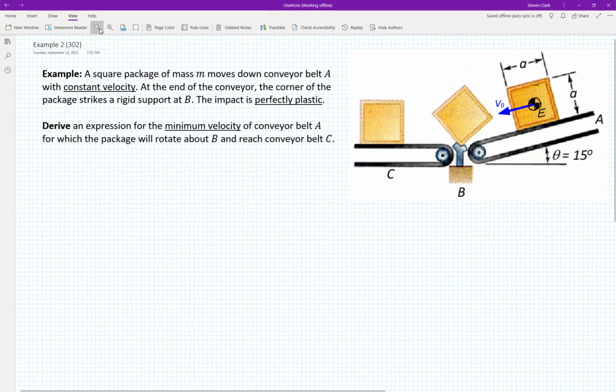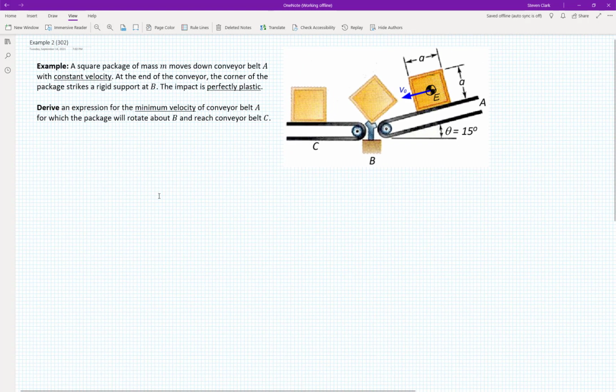Okay, here it is. Here is example number 2. So as usual, please take a couple of seconds to read and understand the problem statement before we start our solution.